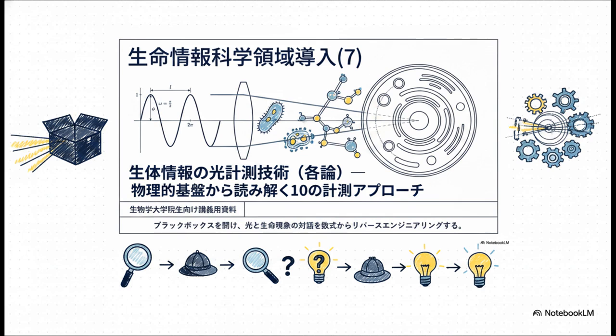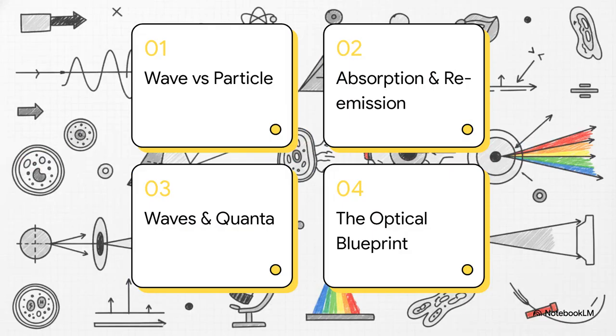So today, we are opening up that black box to connect the physical principles of light directly with your biological targets. Because once you actually understand the physics, the real language of light, you can stop just blindly following protocols and start designing some truly brilliant experiments. Here is our roadmap for how we'll do this. First, the foundation, wave versus particle. Second, systems A and B, covering absorption and re-emission. Third, systems C and D, covering waves and quanta. And finally, we'll pull it all together into an optical blueprint.